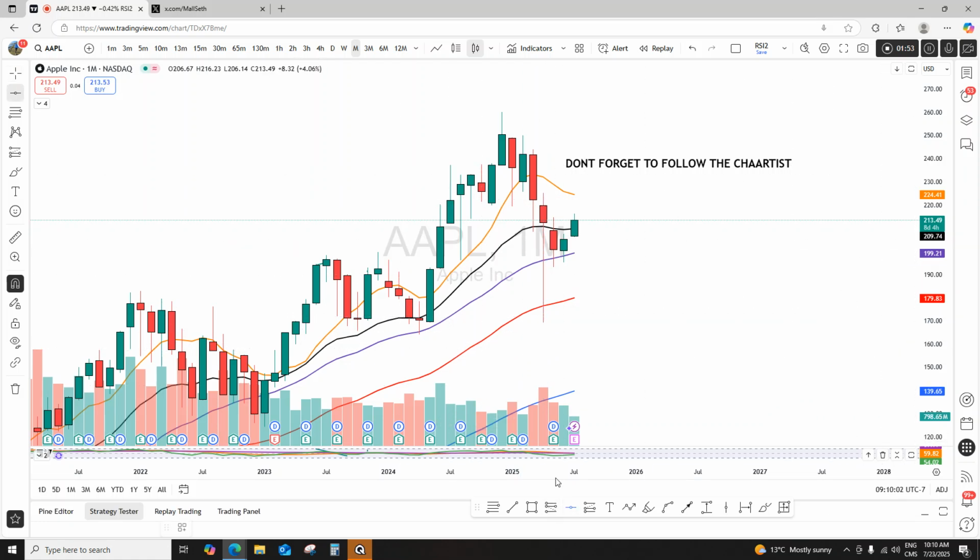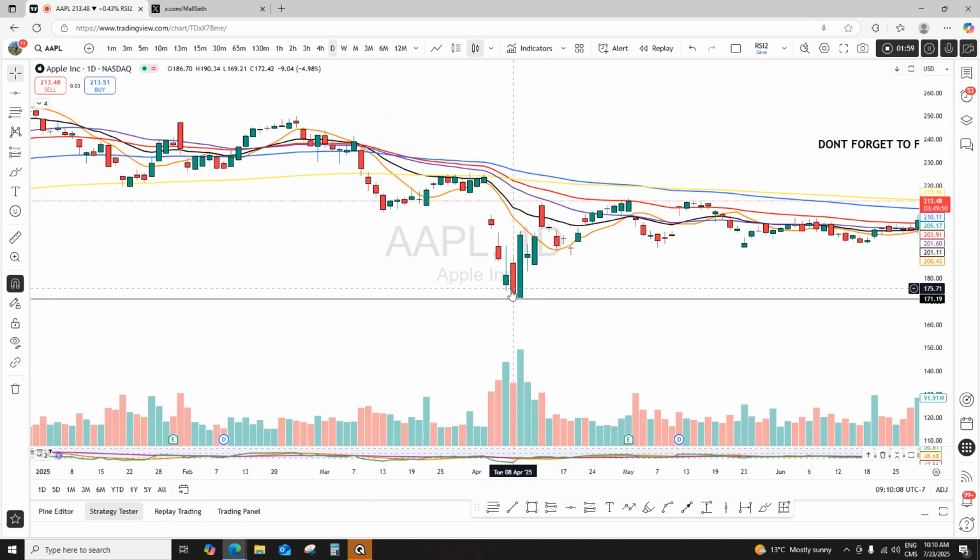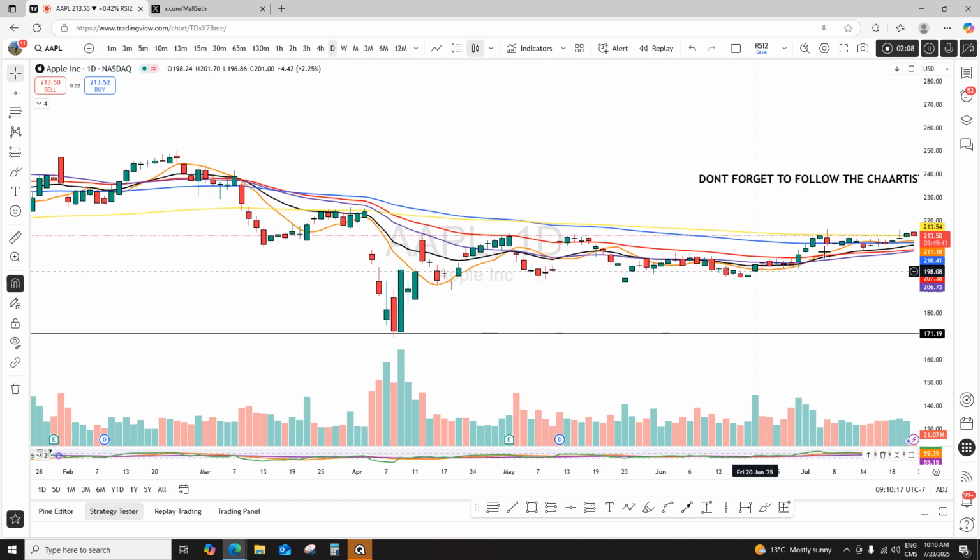And let me show you here. I'll draw a line right here. And then see what happened here. So it hits this on April 8th, and then 1, 2, 3, 4. Okay, so in 4 days it was crazy, and then after that it is consolidating.